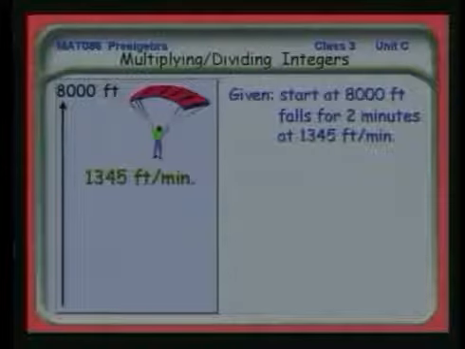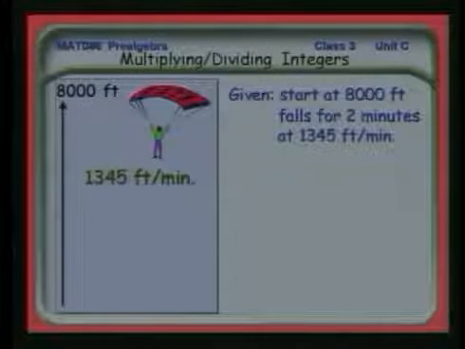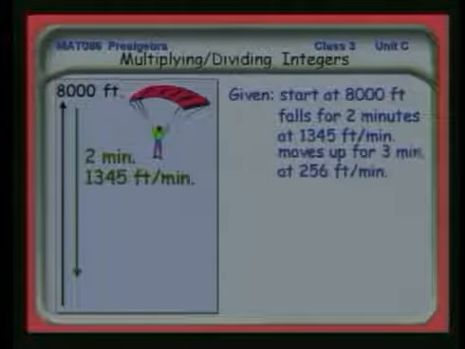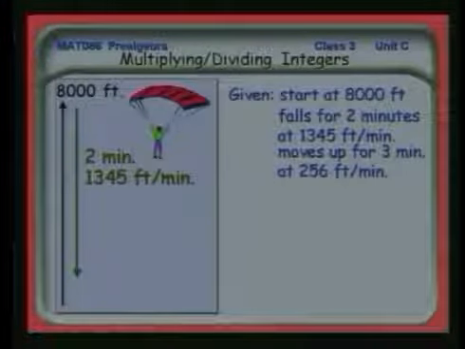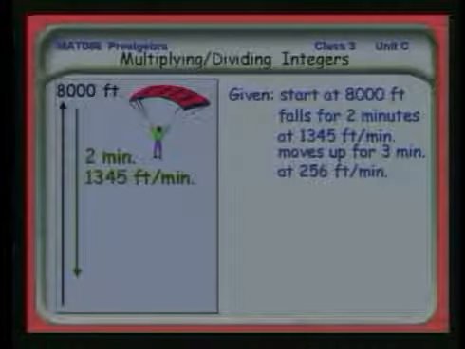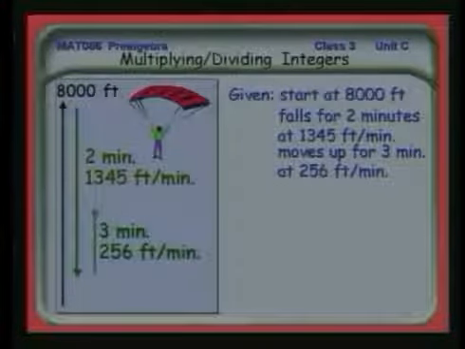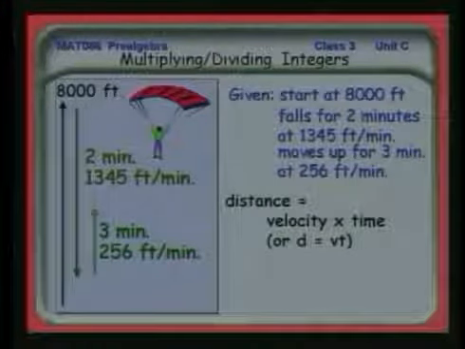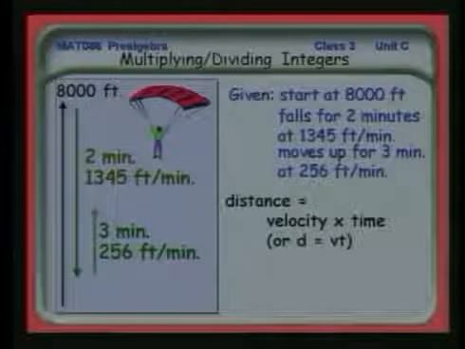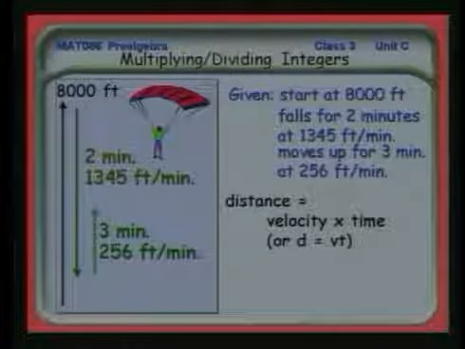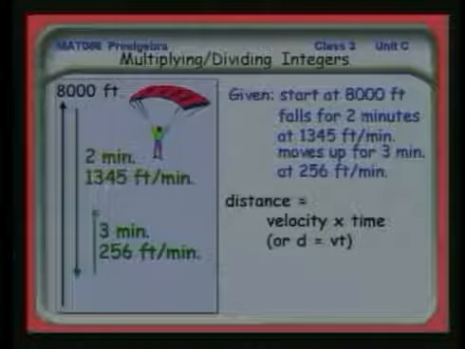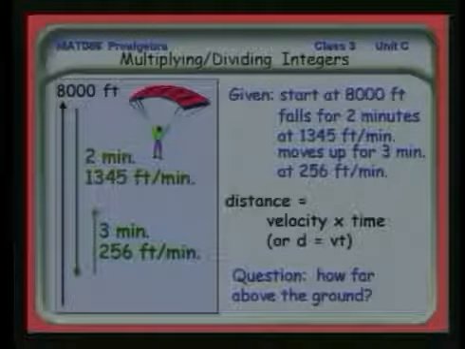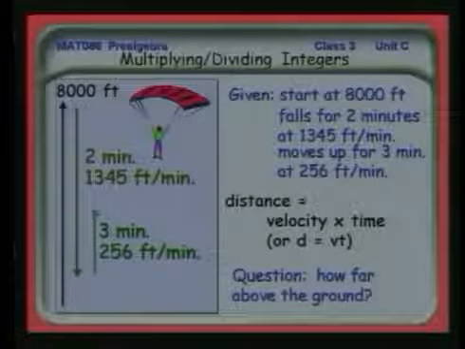I fall for 2 minutes at 1,345 feet per minute. Down I go. Then I move upward for 3 minutes at 256 feet per minute. Up I go there. And what I'd like to know is, how far have I fallen? So the distance is equal to the velocity times the time. That's the formula we need to use. How far above the ground am I at the end of that 5 minutes?